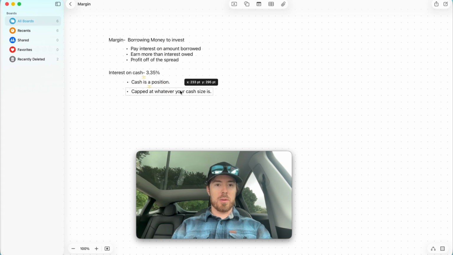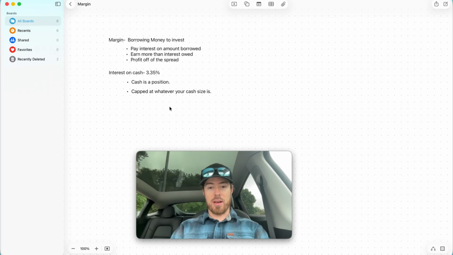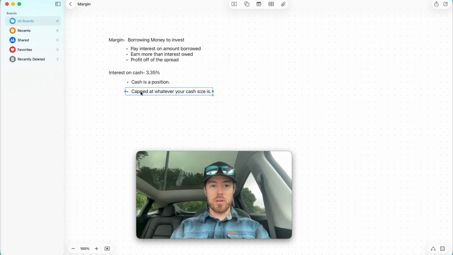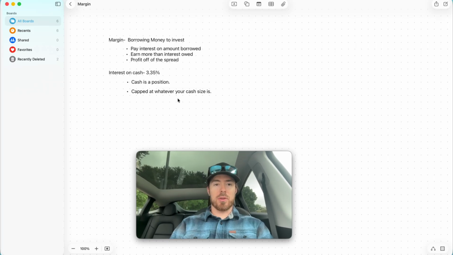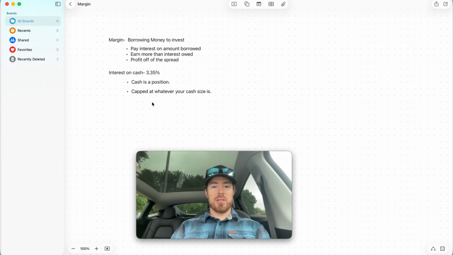One thing I will say about having just a cash account, if you have not activated margin yet, you are capped at whatever your cash size is, obviously. So you have $20,000 in your account. That's all you can trade. That's your buying power, $20,000. Once you activate margin, the initial cost is 50%. So it's going to take your stock size and divide it in half. So say it's a $500 stock.